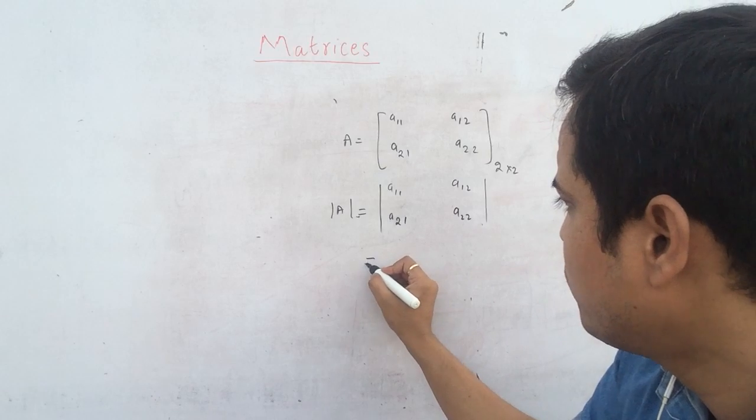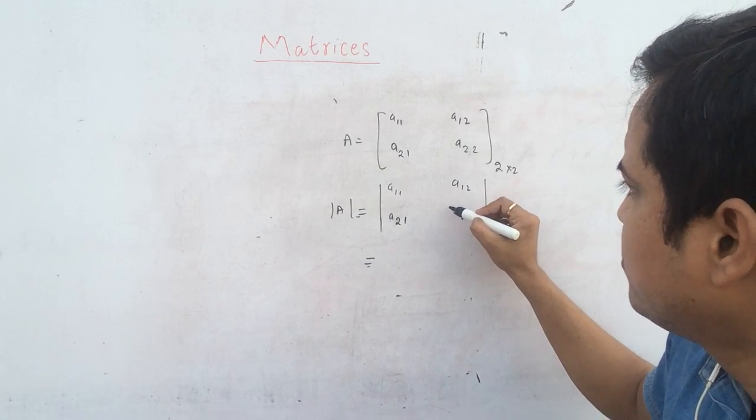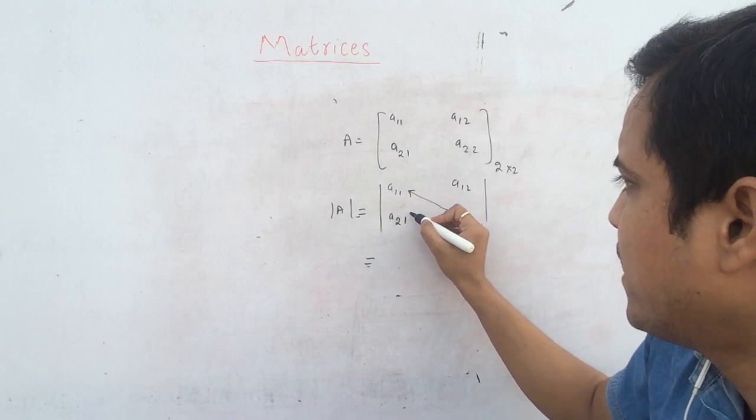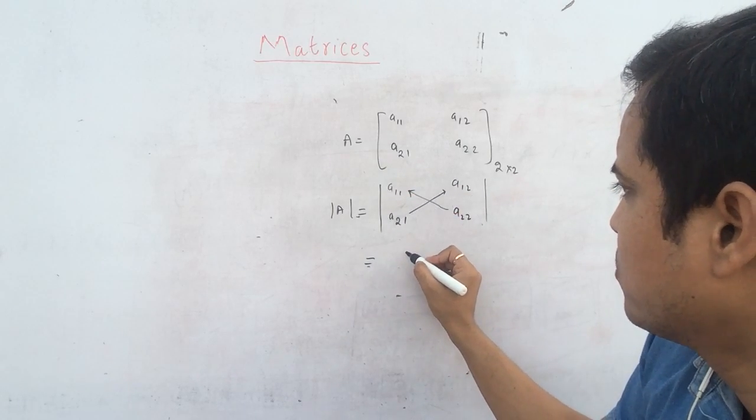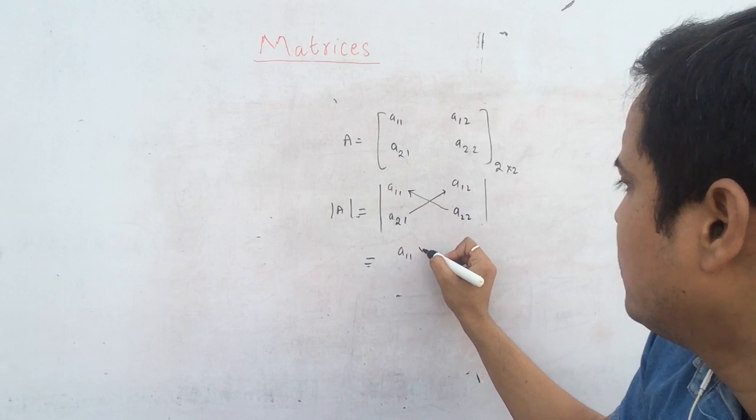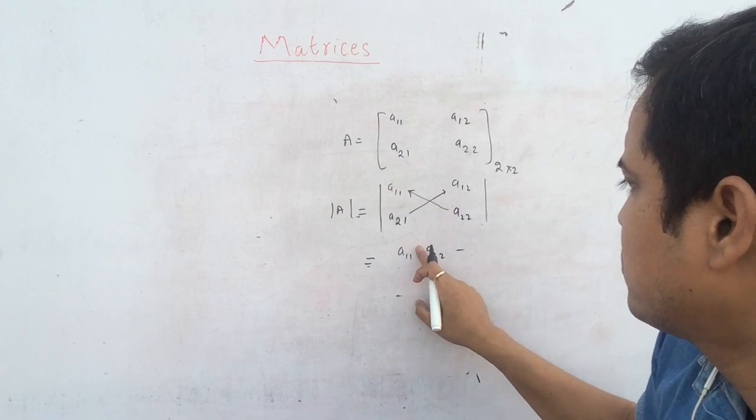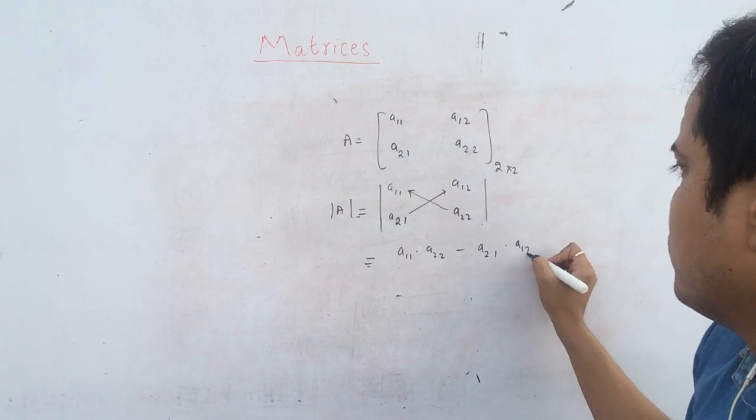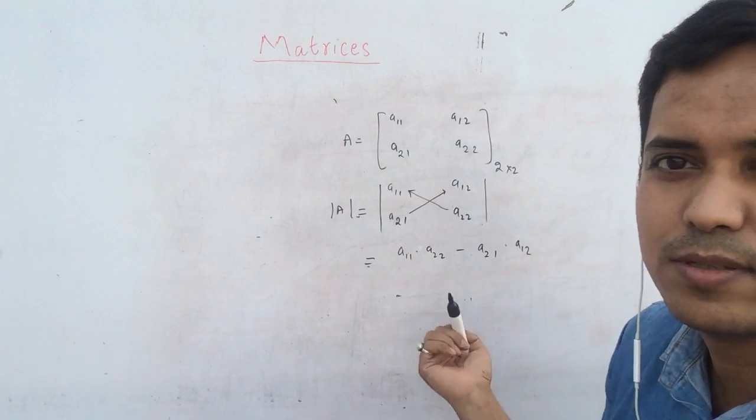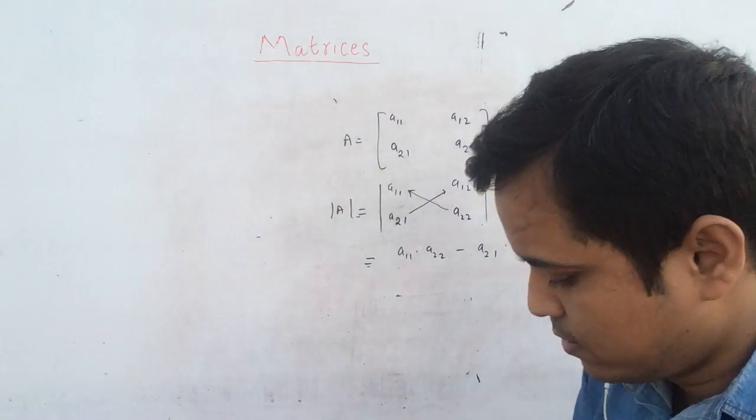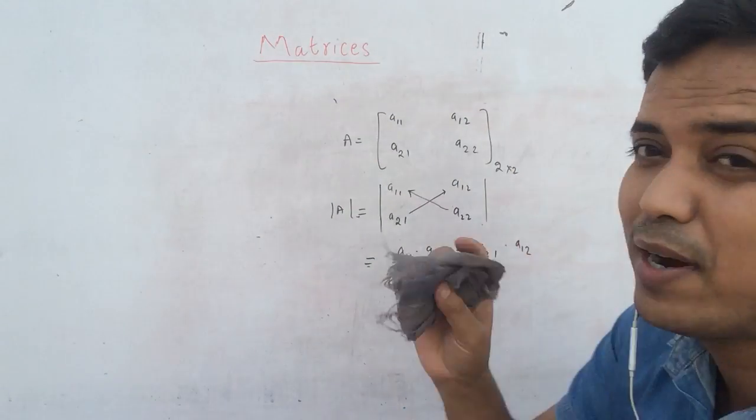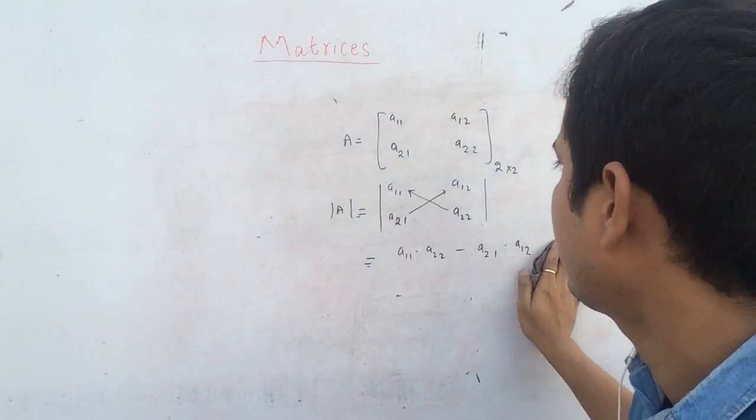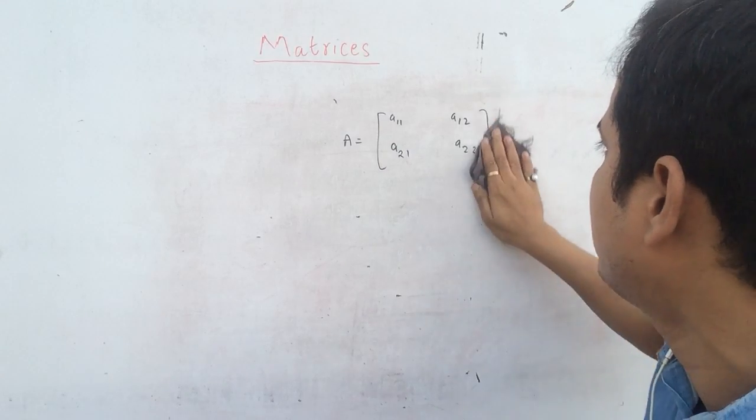So how would you find the determinant? Left cross multiplication minus right cross multiplication. So left cross A11 into A22 minus right cross A21 into A12. This is called the determinant of the matrix. Now, how would you find the determinant of a 3 cross 3 matrix? It was 2 cross 2 this time.